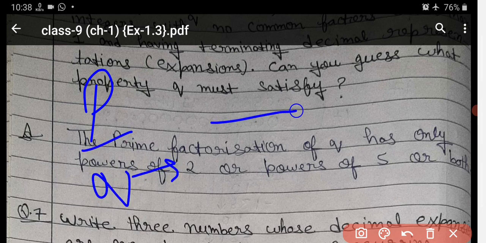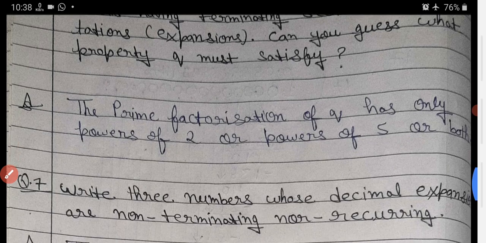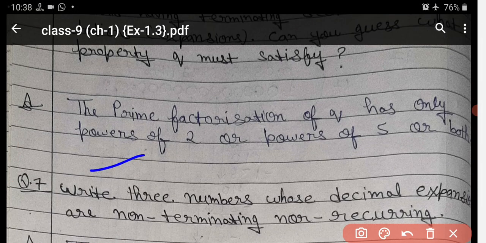Property of q, as I told, terminating means 10 is there, 10 means 2 may be there, or 5 may be there, or both means 10 may be there. So you have to write here the prime factorization of q has only power of 2 or power of 5 or both. It is your answer. Okay. Hope all of you understand.